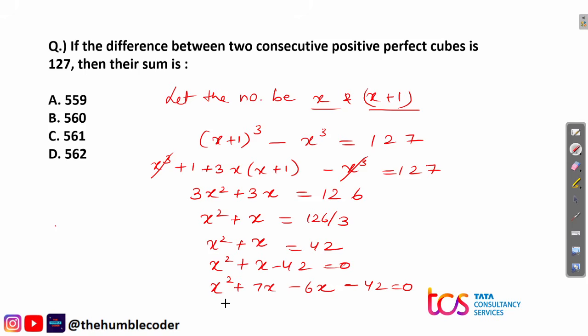After solving this, we will take x common from here and minus 6 common from here. So we will get the values of x as 6 and minus 7. So I hope now you have got how you can solve it. You now know both the methods.